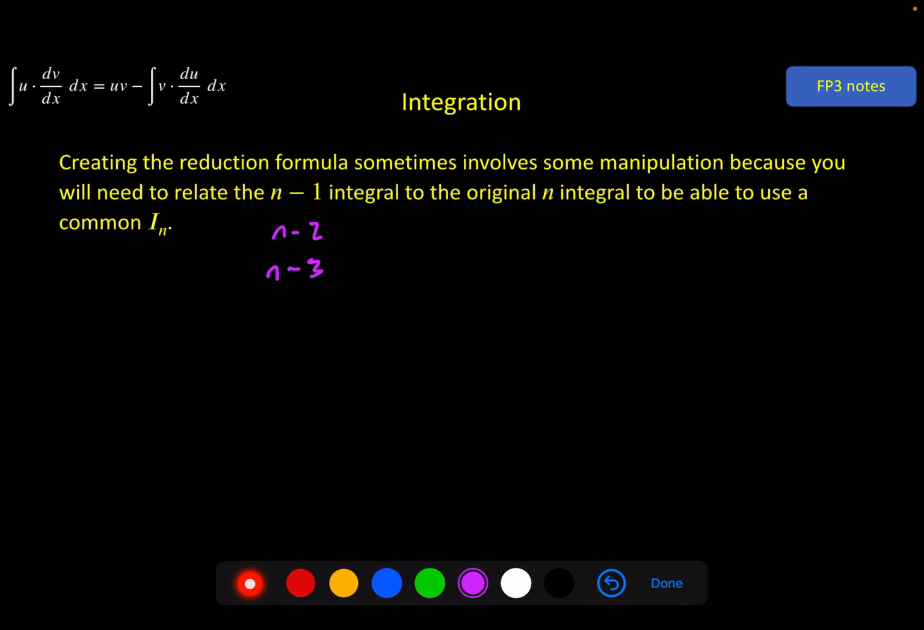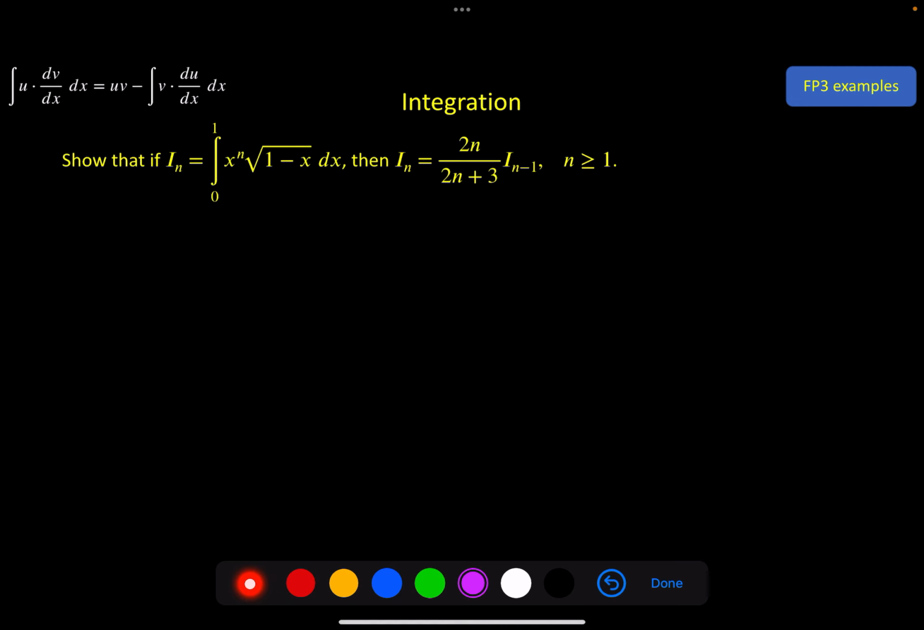So a couple of examples on this, because the more of these you see, the more methods you get used to, the easier it becomes to recycle those methods in new problems. So here's a good example. Show that if we call this integral here I_n, then this reduction formula is true.